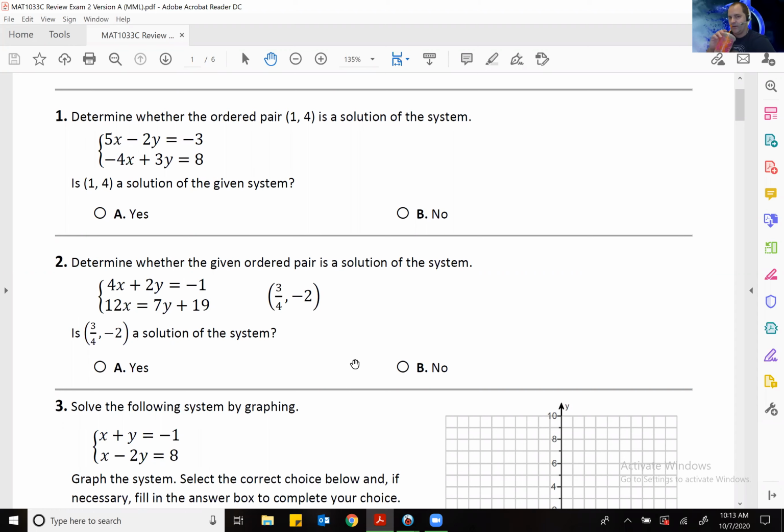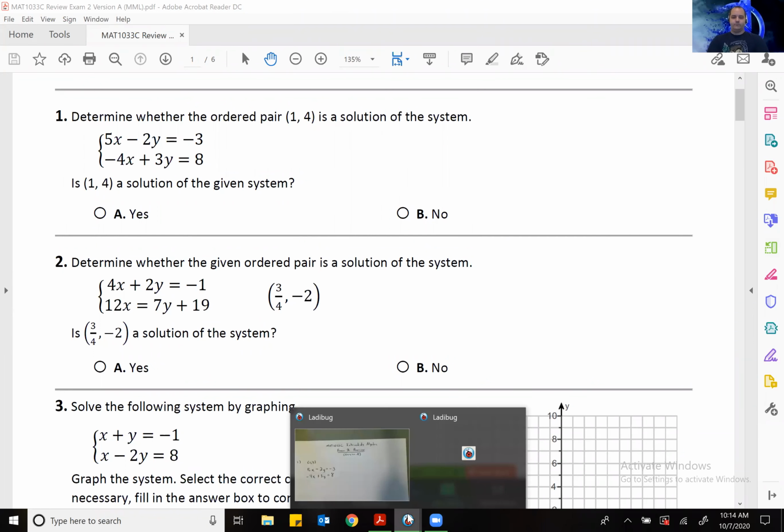How do I determine if something is a solution? Plug it in. That's all you got to do. So we're going to take this point, (1, 4), and we're going to plug it into both equations. Because remember, we have to make sure that it works in both of them, that it is true in both of them. So I'm writing down my system real quick.